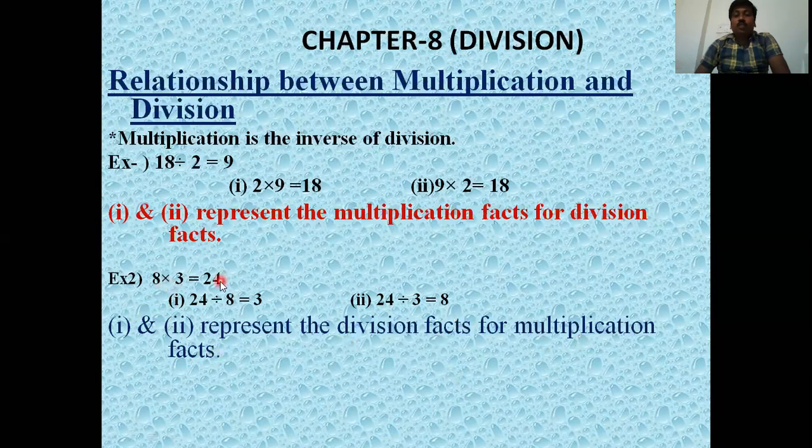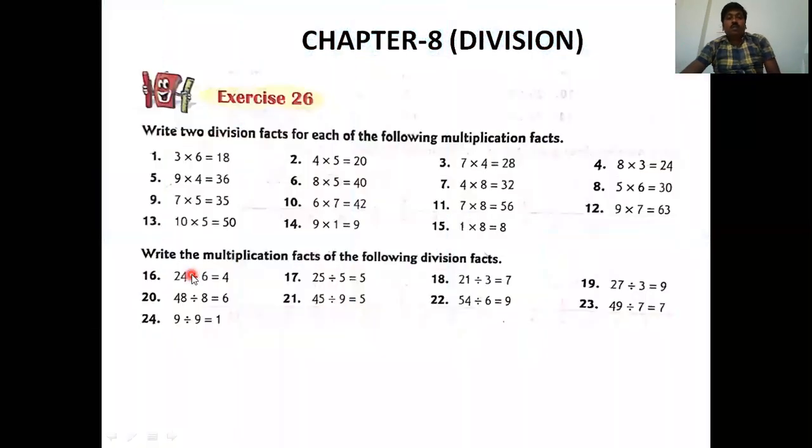8 into 3 is equal to 24 is the multiplication fact, and 24 divided by 8 is equal to 3, and 24 divided by 3 is equal to 8 are the division facts. So in this way, we can find the multiplication fact of the division fact, and these are the division facts of the multiplication fact. Okay, children. Now, how can we solve this type of question?